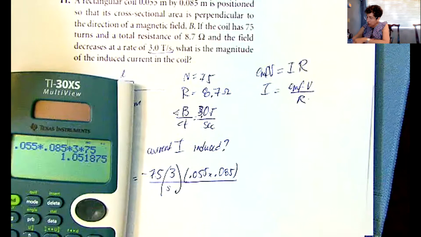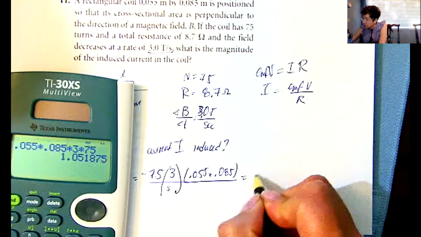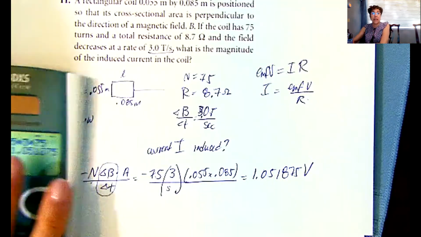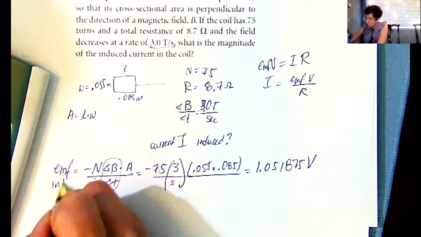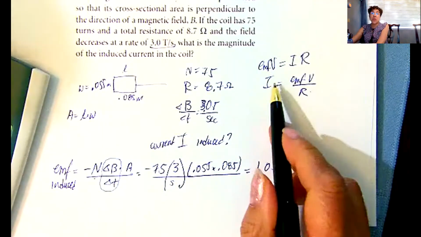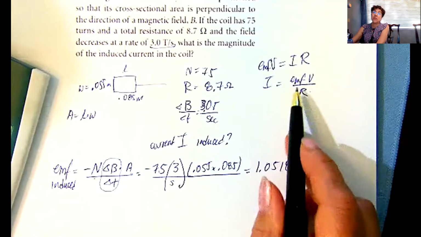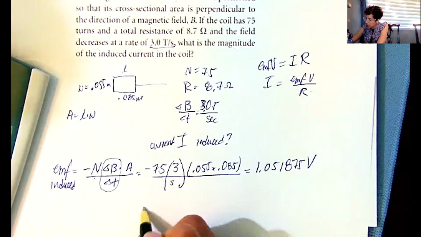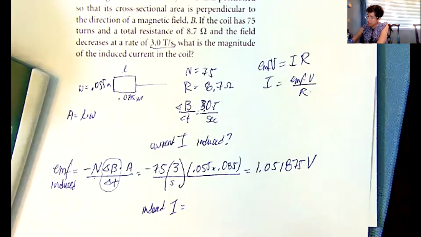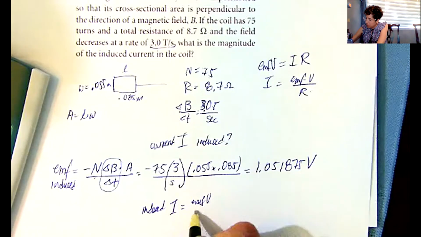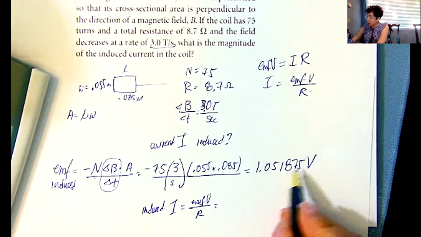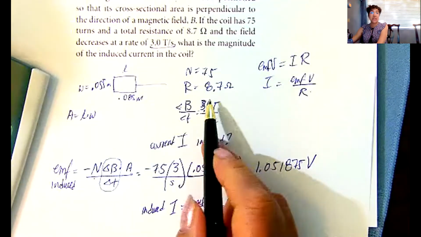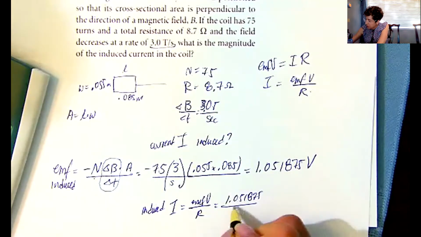Okay, now that gives me my EMF voltage, 1.051875 volts. That's my induced EMF. And since we know V equals IR, I is V over R, so we're going to take the EMF voltage and divide it by the resistance. So the induced current is just the EMF in volts over the resistance. I'm going to take this number I just computed, 1.05187, divided by the resistance, which they gave us as 8.7 ohms.